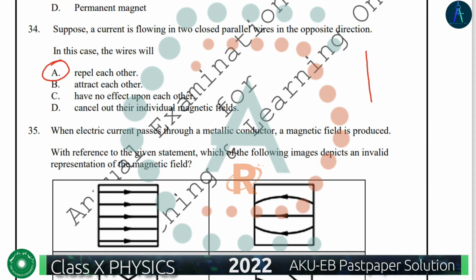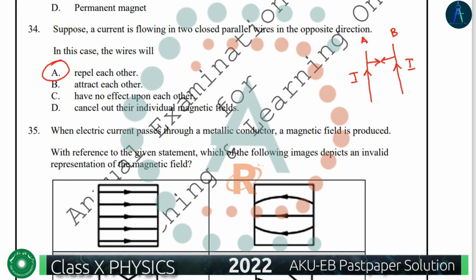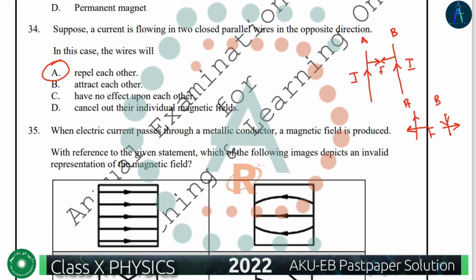For example, this is wire 1 and this is wire 2. If the current is flowing in the same direction, this is the direction of current in both wires, there will be a force of attraction between them due to the production of magnetic field, and vice versa. If these two wires have current flowing in the opposite direction, there will be a force of repulsion between them. So option A is the right answer.